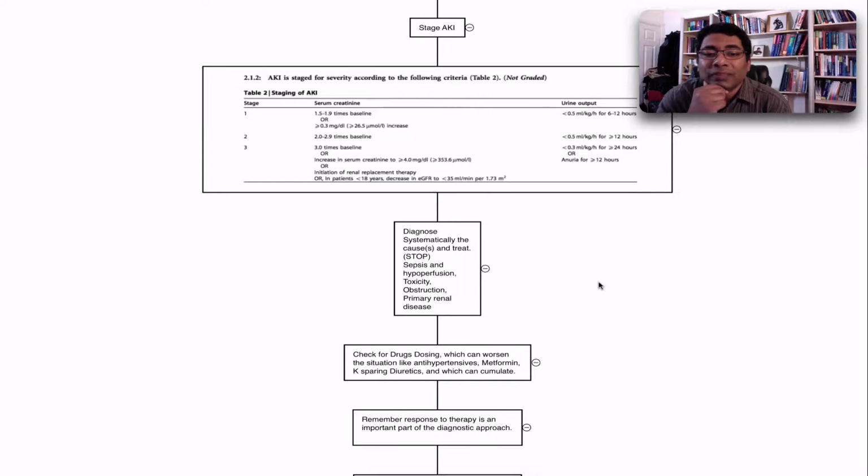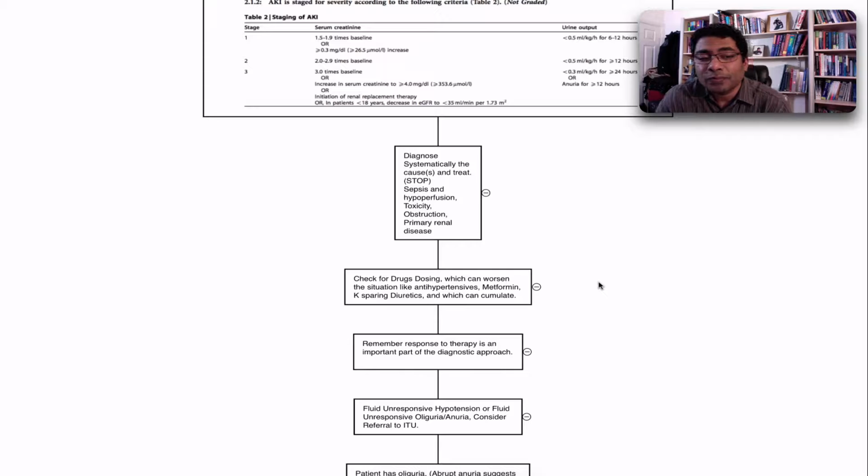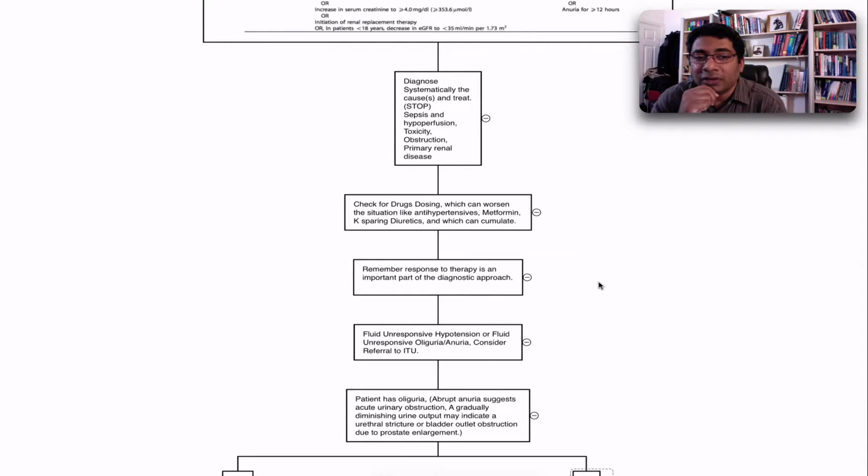Then move on and think very systematically about the possible causes, which are usually sepsis, hypoperfusion, toxicity, obstruction, and primary renal disease. Always check for drug dosing, which can worsen the situation, like patients still remaining on antihypertensives such as ACE inhibitors on board, angiotensin receptor blockers, metformin, potassium sparing diuretics, and all which can accumulate as well. And remember, response to therapy is an important part of the diagnostic approach.